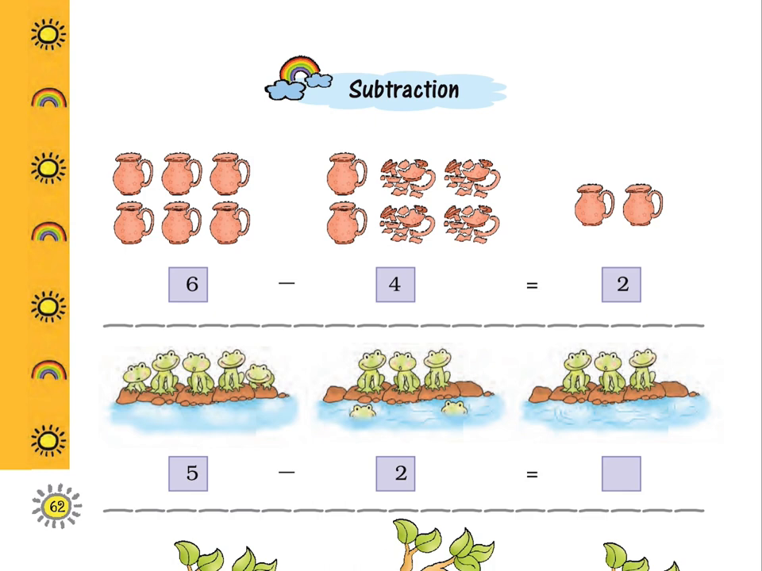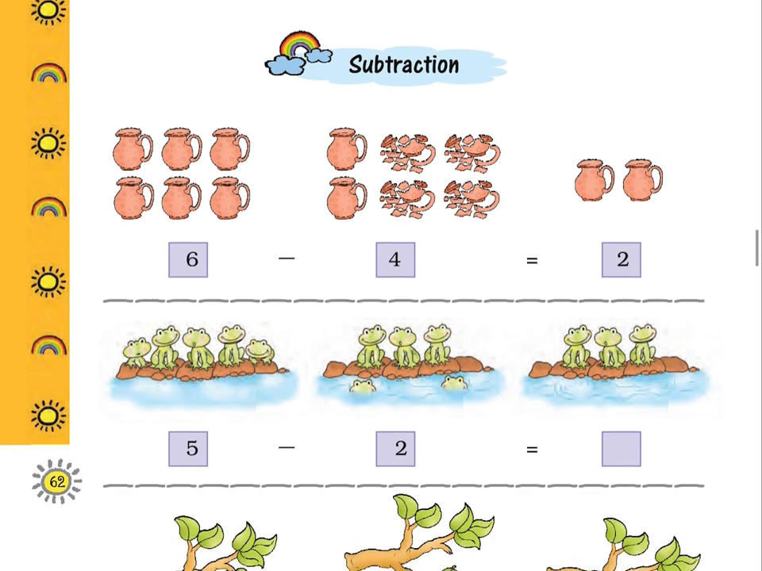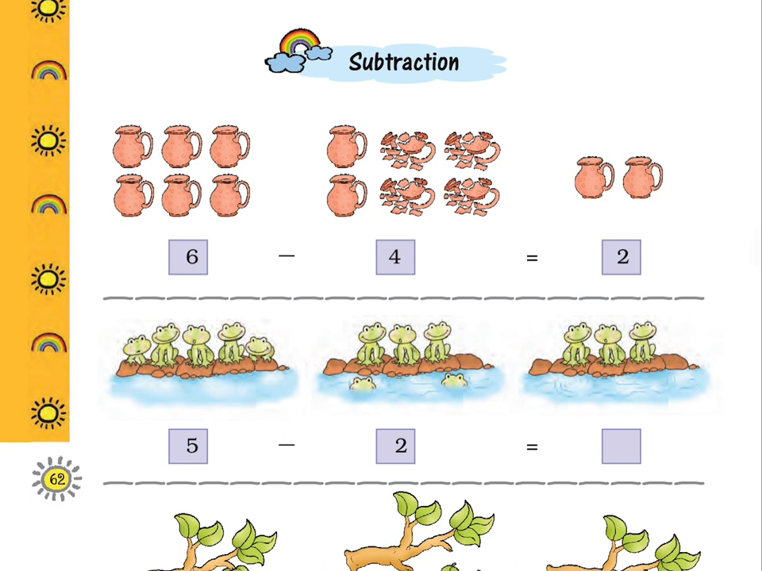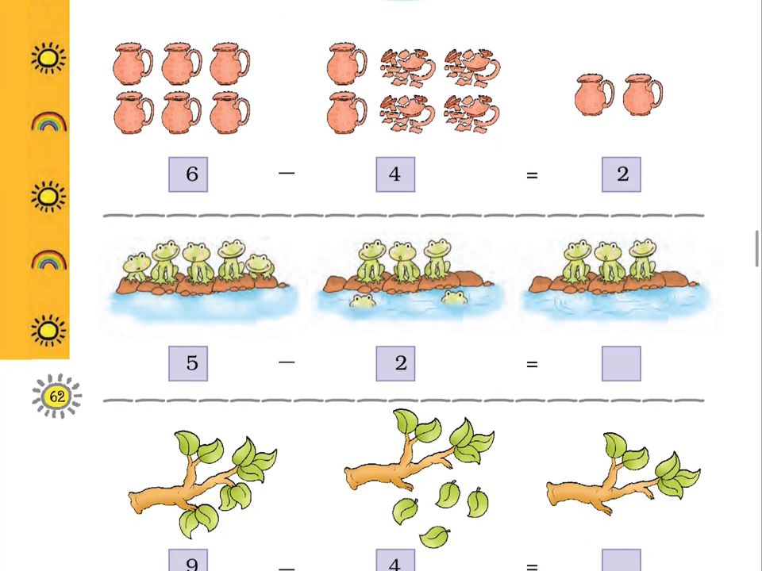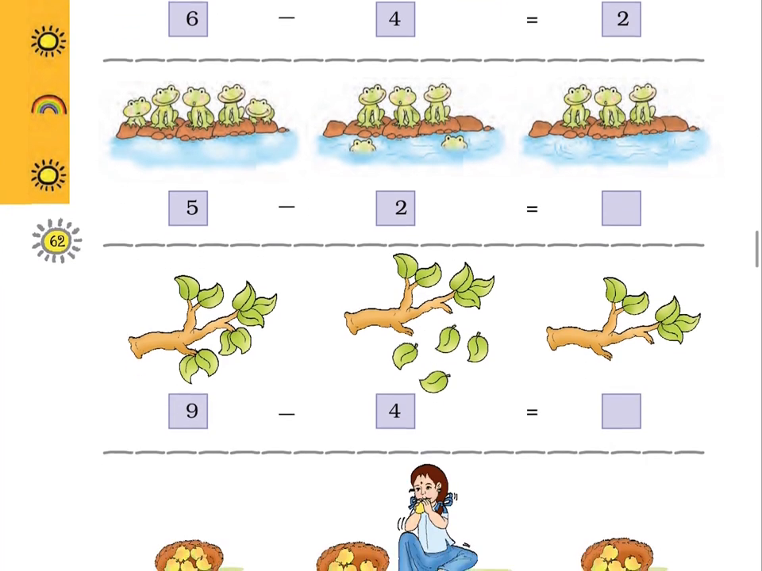Picture 2 shows 2 frogs have gone inside the water. Number 2 is written in a box below after the minus sign. Picture 3 shows 3 frogs sitting near water. Part 2 Text: 5 minus 2 is equal to dash.